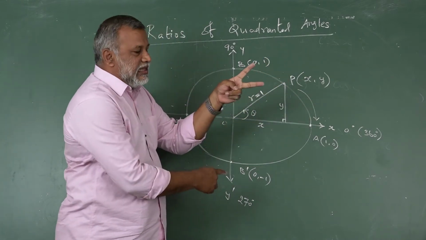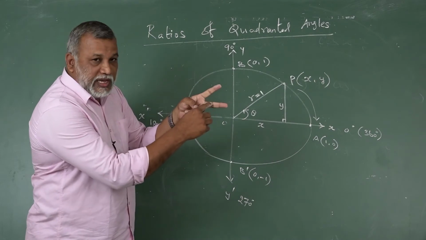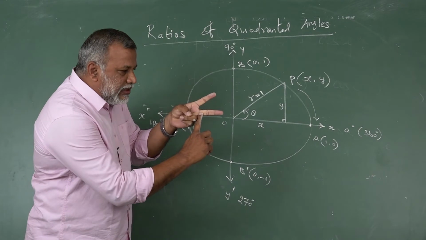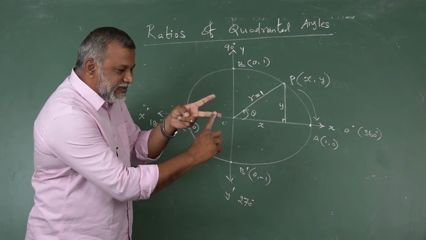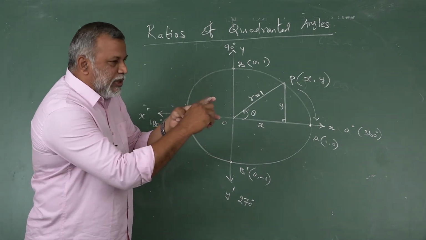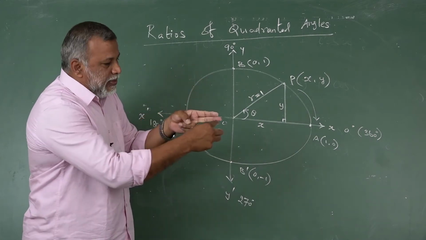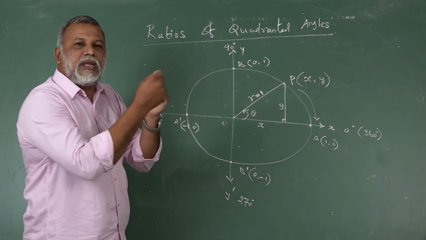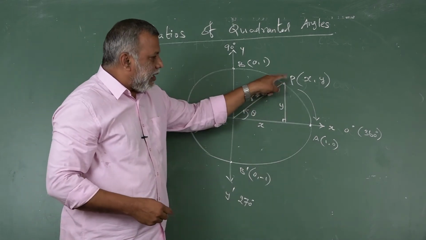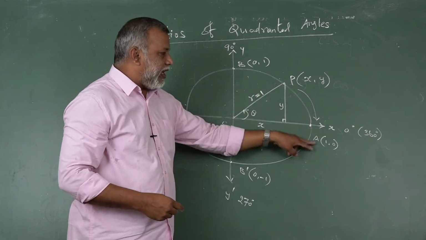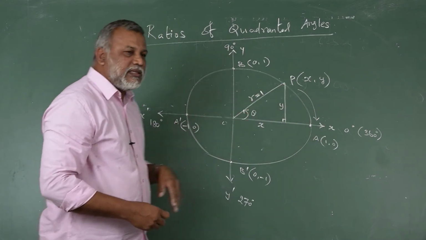For example, consider these 2 fingers. In between 2 fingers, I am having some angle. Consider this middle finger as x-axis. Consider this is OP. When these fingers coincide with the base, then the angle must be 0 degree. Therefore, here theta coincides with A, that means P coincides with A, then theta is 0 degree.